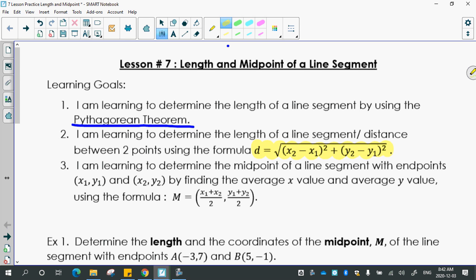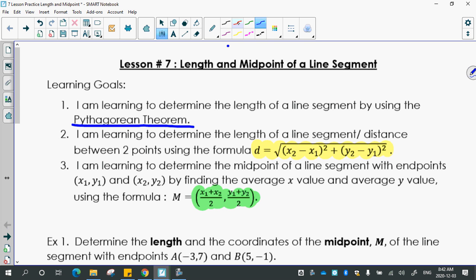And then the midpoint of a line segment, if we got a graph, you'd be able to figure it out by figuring out where the middle is vertically and horizontally, and that's where the midpoint would be. But again, there's also a formula for it.